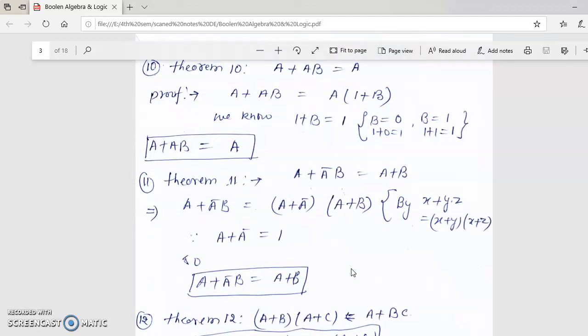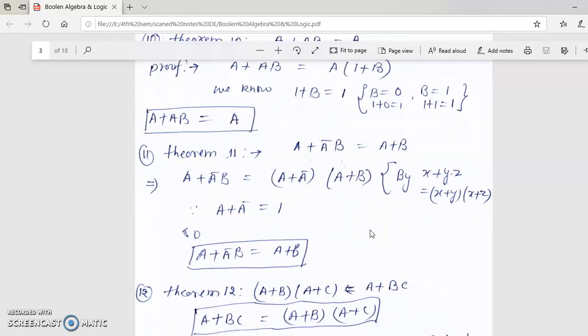a plus a bar b is equivalent to a plus b. a plus a bar b को हम लिख सकते हैं a plus b. राइट, यहाँ देखिए x plus yz, it is also a rule or theorem. It can be written as x plus y and x plus z. Using this theorem, we can write this. Okay, we can say a plus a bar and a plus b. a plus a bar is equivalent to 1, so we get a plus b, and hence proof a plus a bar b is equivalent to a plus b.